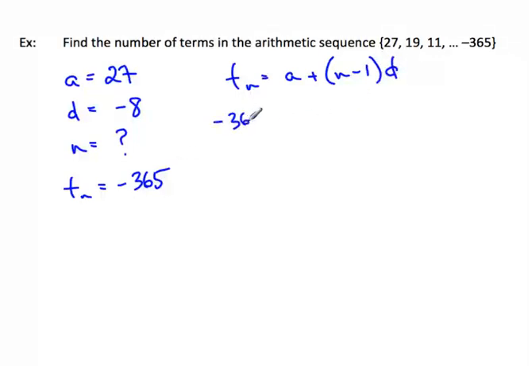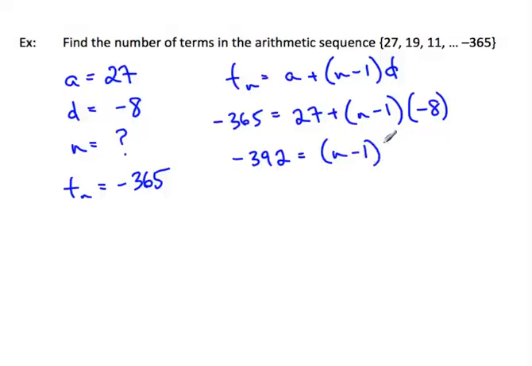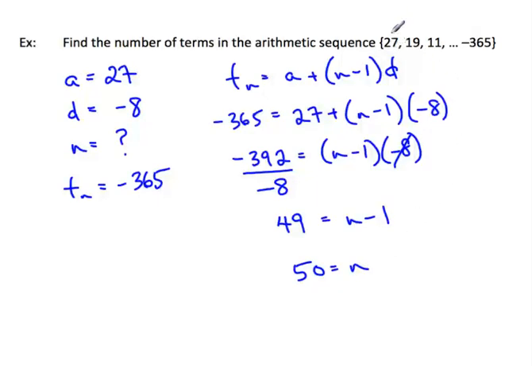So negative 365 is equal to 27 plus n minus 1, d is negative 8. Be careful of your brackets so that the negative is inside there. If we move the 27 over, subtract it off both sides, we get negative 392 is equal to n minus 1 times negative 8. Let's divide both sides by negative 8. That gives us, on a calculator if you need it, 49 is equal to n minus 1, and then adding 1 to both sides, we get 50 is equal to n. That means that there are 50 terms in this sequence.